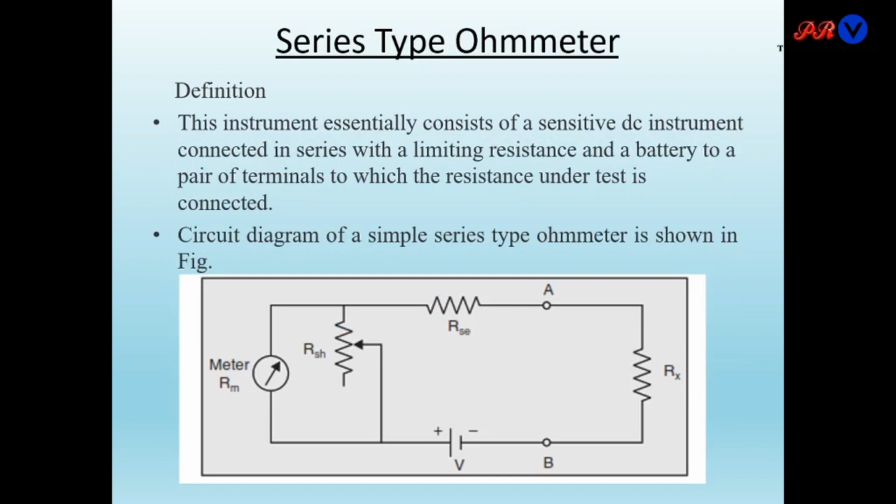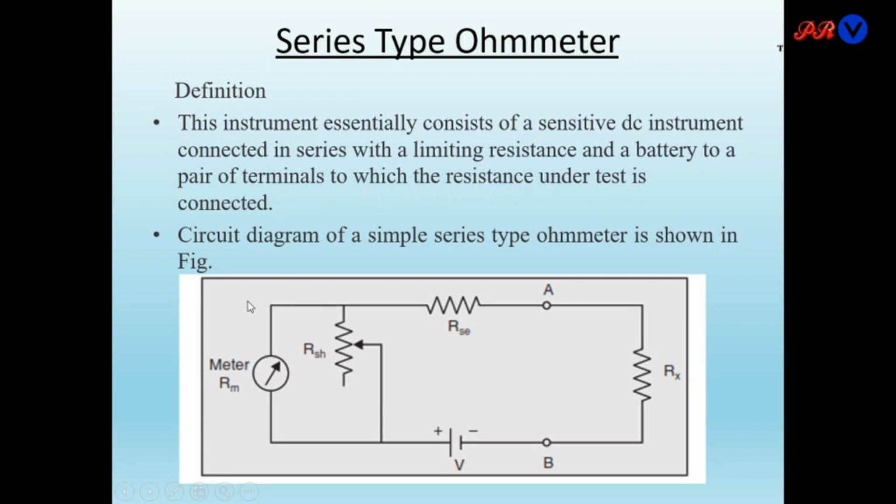Now our ohm meters are of two types: series type ohm meter and shunt type ohm meter. So now we will study series type ohm meter. Definition: this instrument essentially consists of a sensitive DC instrument connected in series with a limiting resistance and a battery to a pair of terminals to which the resistance under test is connected.